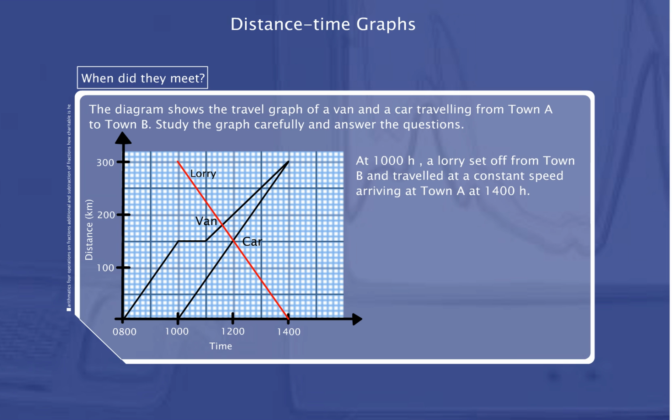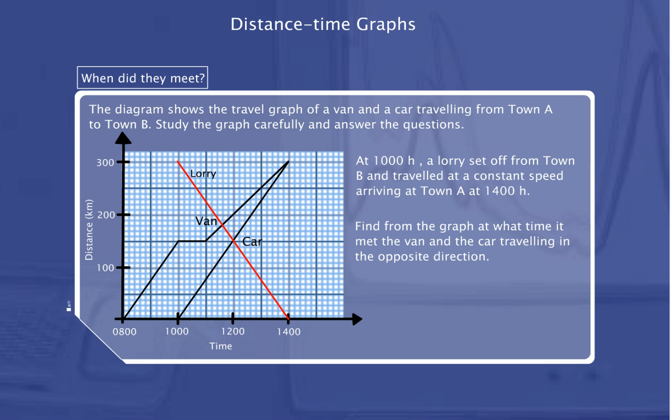At 1000 hours, a lorry set off from town B and travelled at a constant speed, arriving at town A at 1400 hours. Find from the graph at what time it met the van and the car travelling in the opposite direction.